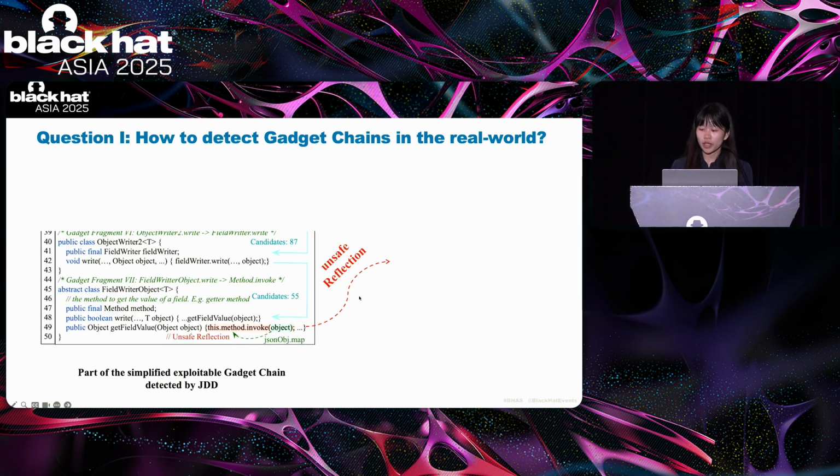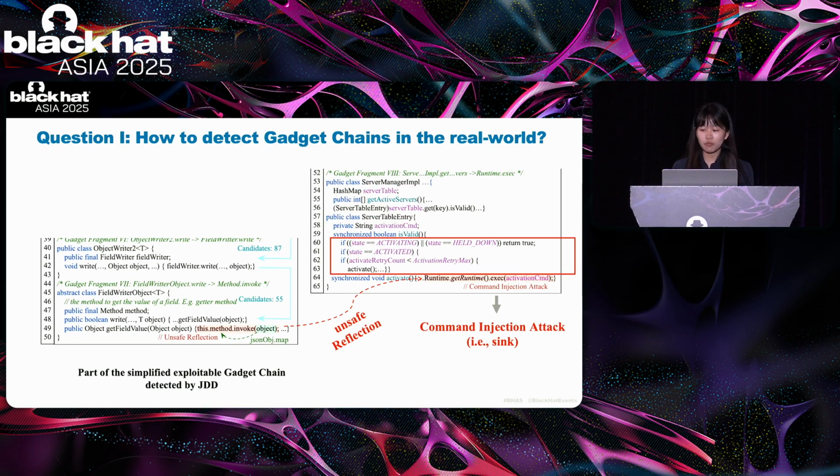And similarly, we can control the program's execution to reach fragment 7 by manipulating the types and values of these fields. And in fragment 7, the program can invoke unsafe reflection and then be induced to jump to fragment 8. And if we can craft the relevant fields to satisfy the required conditions, just like in this conditional branch, for example, the active retry count should be less than the active retry max, we can finally launch a command injection attack as shown in line 64.